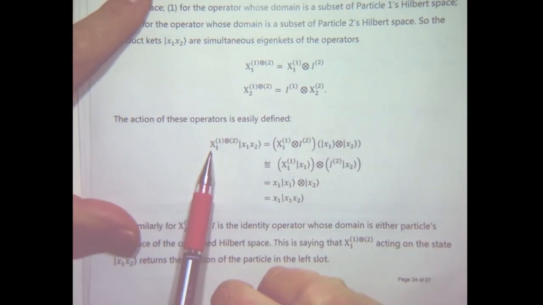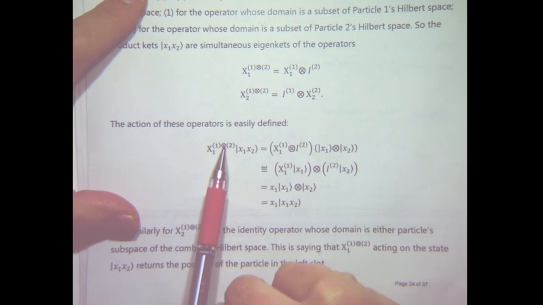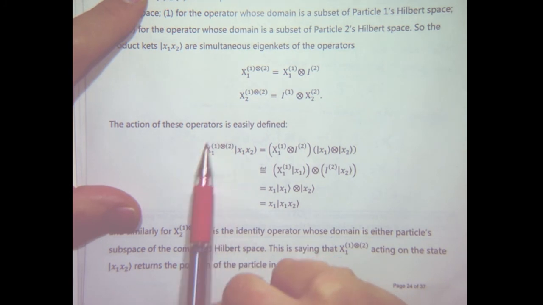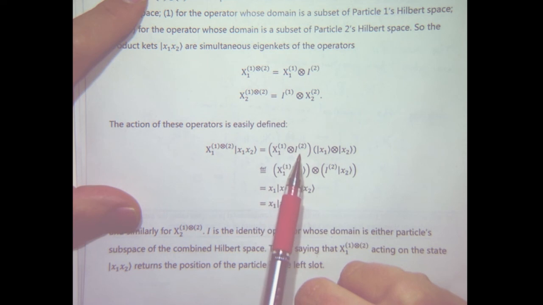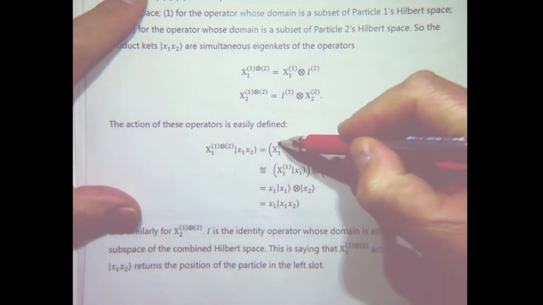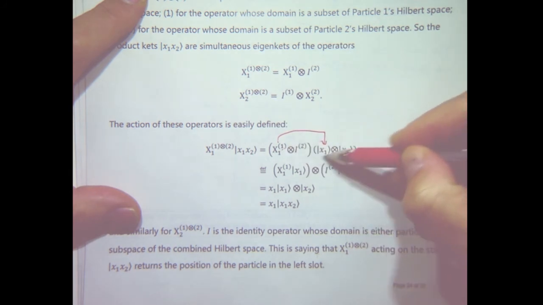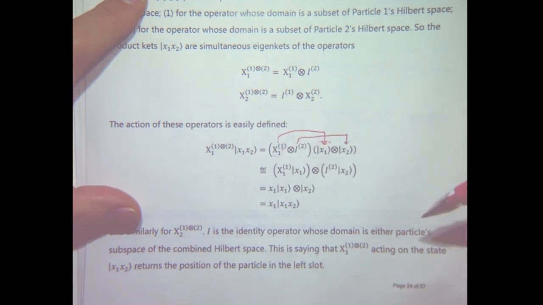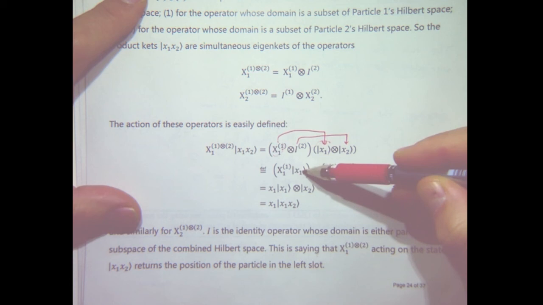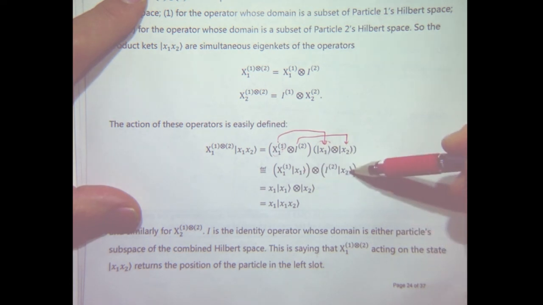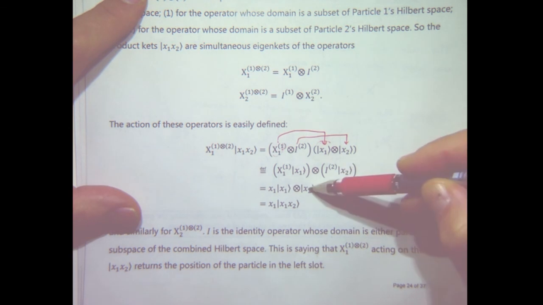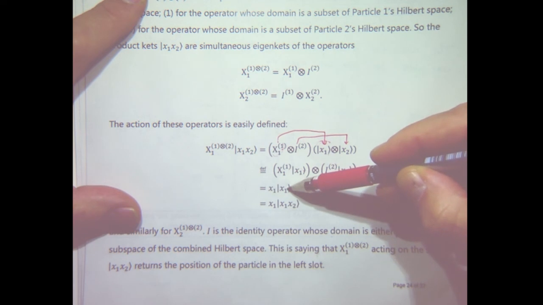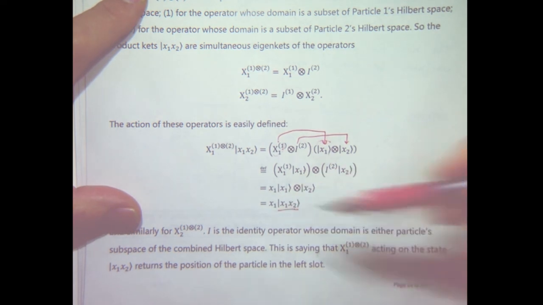So let's say you have X1, whose domain is the whole combined Hilbert space, acting on the eigenket x1, x2. Then this, by definition, is X1 crossed I2. And so what happens is that this operator on the left-hand side acts on what's on the left-hand side here, and what's on the right-hand side acts on what's on the right-hand side here. So that's just X1 acting on x1, crossed with the identity acting on x2. The identity acting on x2 just gives x2, and X1 acting on x1 gives the eigenvalue x1 times that x1. And so that's just x1 times the same eigenket.